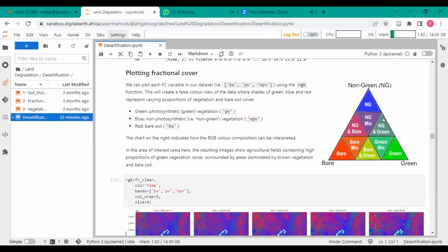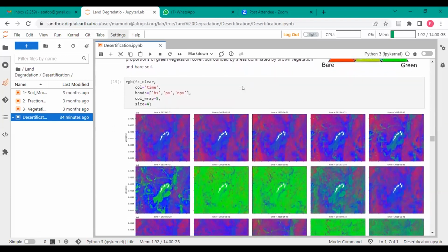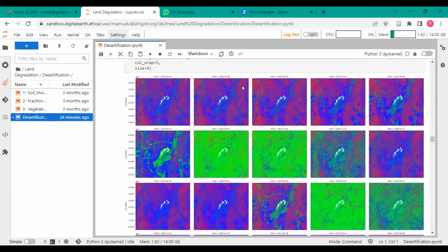Now, the legend of the fractional cover is given here, such that we have three extremes: the green vegetation, the non-green vegetation, and bare soil. And so we have a mixture of other values given here, such as the green mix, the non-green mix, the non-green and green, non-green and bare soil, bare mix, bare and green. And so we run the fractional cover for the images we got between 2015 and 2020. And here is the result of our fractional cover.